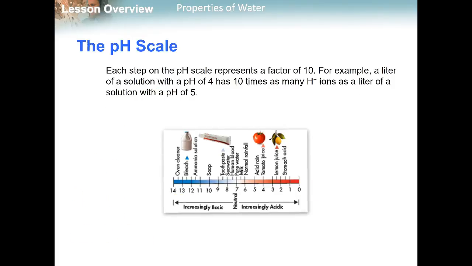Okay, so each step on the pH scale as we're looking at this. Each step on the pH scale represents a factor of 10. So a liter of a solution with a pH of 4 has 10 times as many hydrogen ions as a liter of a solution with a pH of 5. So these go by tens on there.